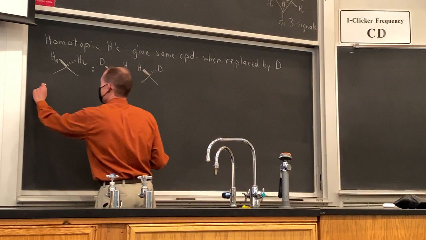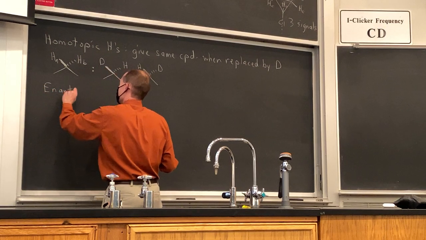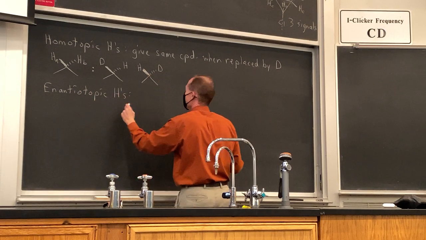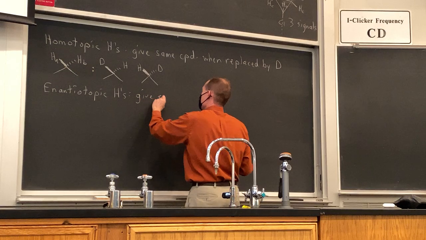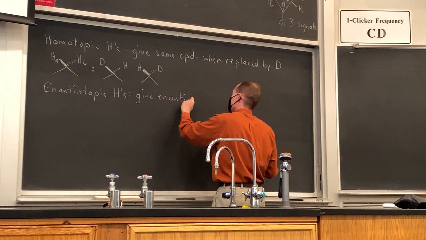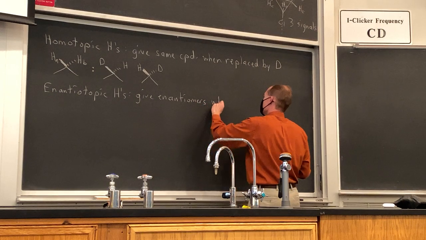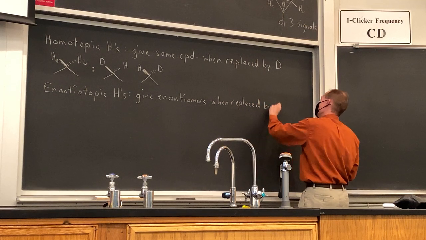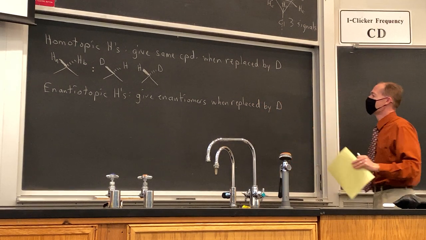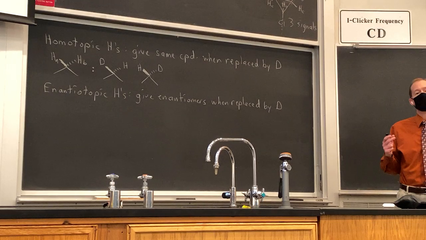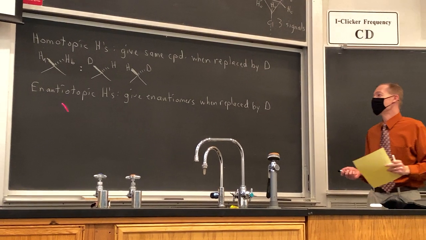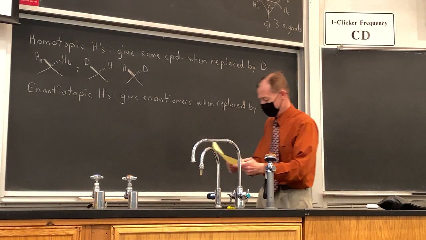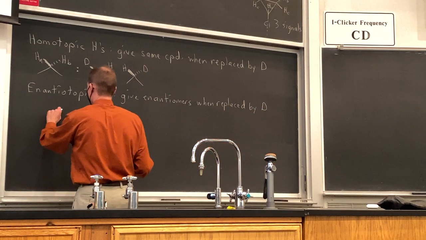Our next term is enantiotopic. So enantiotopic hydrogens are hydrogens that give enantiomers when replaced by deuterium. And even though enantiotopic hydrogens are not the same as homotopic hydrogens, their impact on proton NMR is the same, because enantiotopic hydrogens will also give a single signal and will be equivalent to each other in proton NMR.